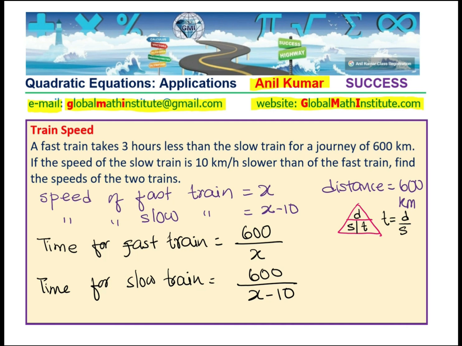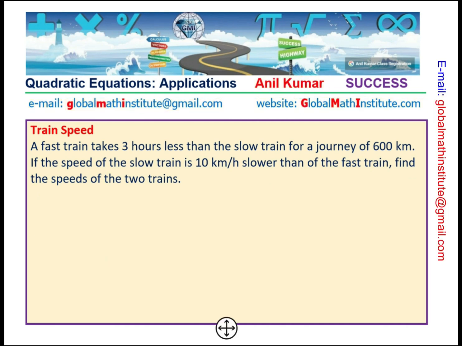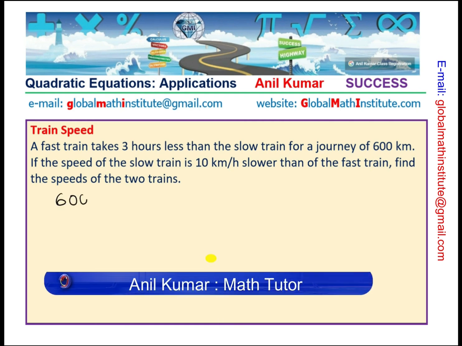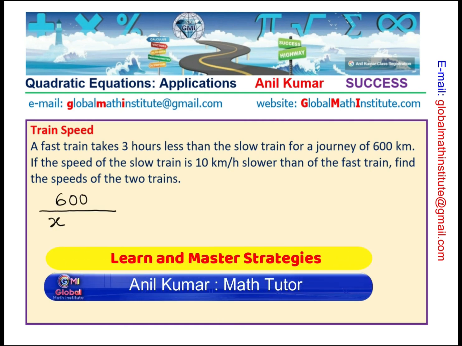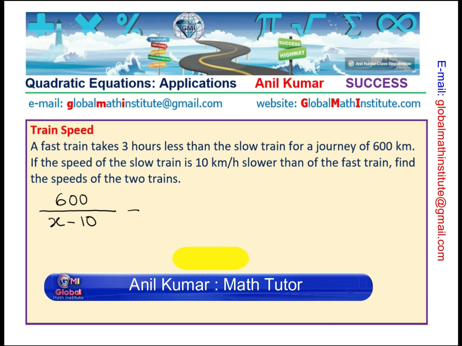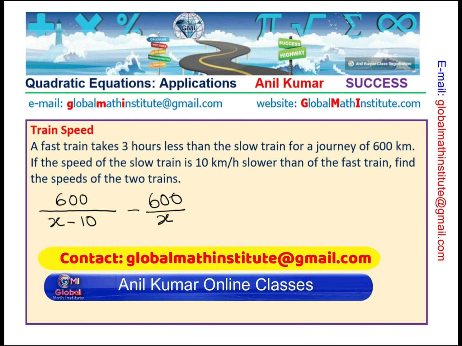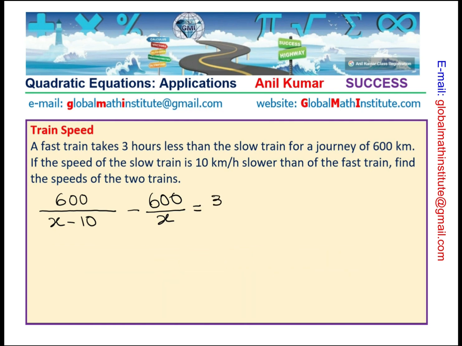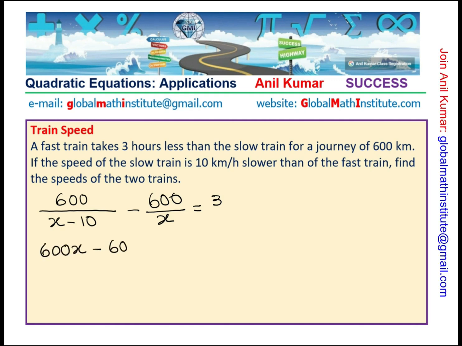Let's go to a new page. So now the difference between the two: slow train takes more time, so 600 over x minus 10 minus 600 over x, and this is equal to 3 hours. We can take a common denominator, multiply, so we get 600x minus 600 times x minus 10 equals 3 times x minus 10. So that is how we get our equation, right?